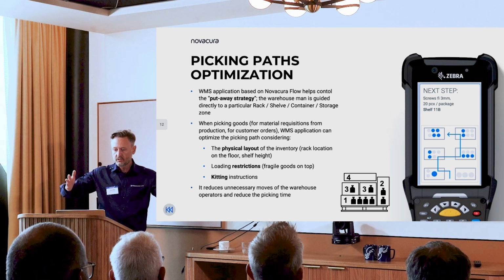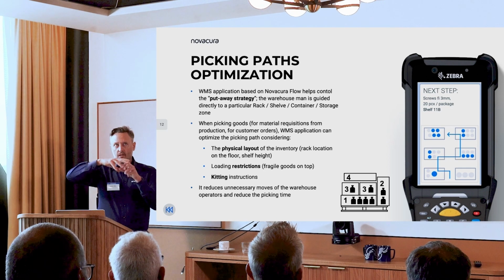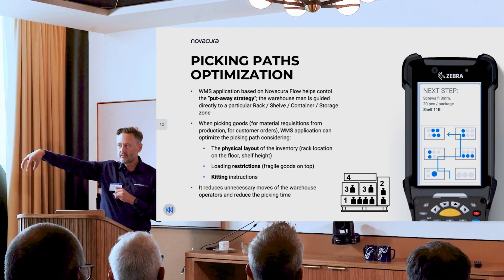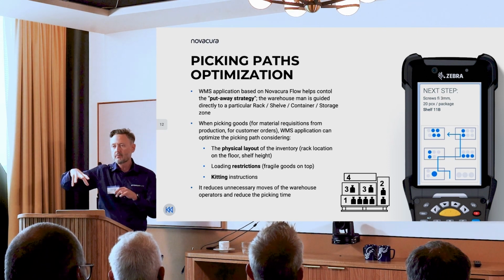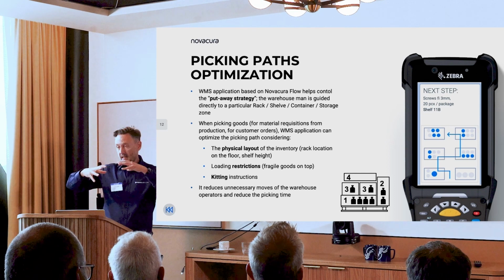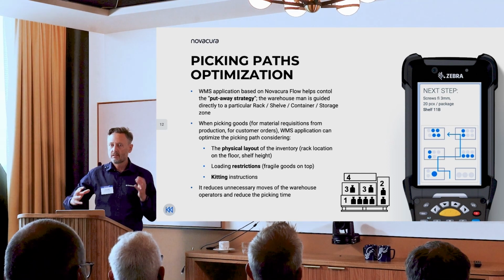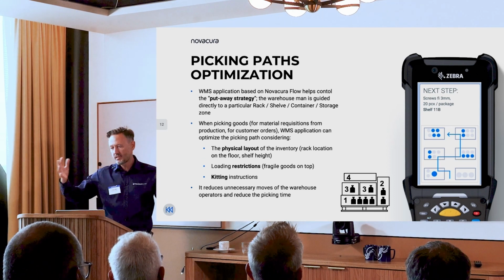It knows the physical location of all the racks, and it can help you choose the optimal way of picking goods from different racks and different shelves. It can not only take into consideration the physical layout, but also some other restrictions. For instance, the heavy goods should be placed on the bottom, and then the fragile items like materials and components should be placed on the top of the container.